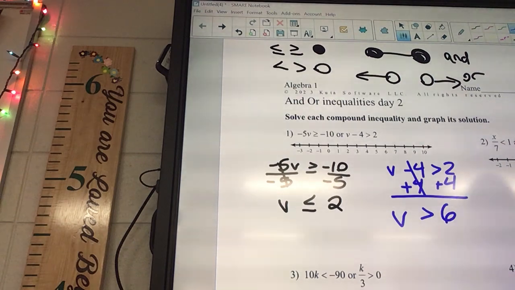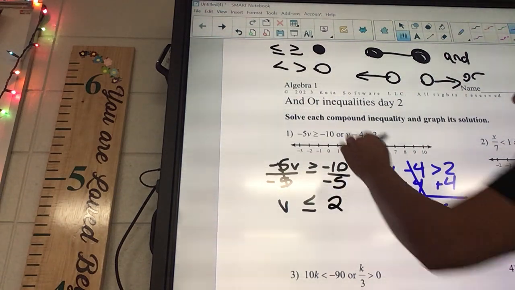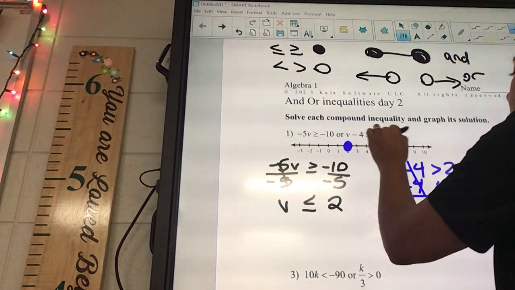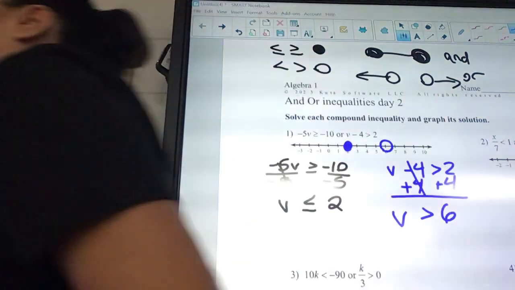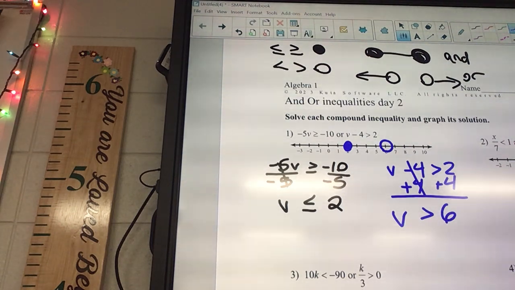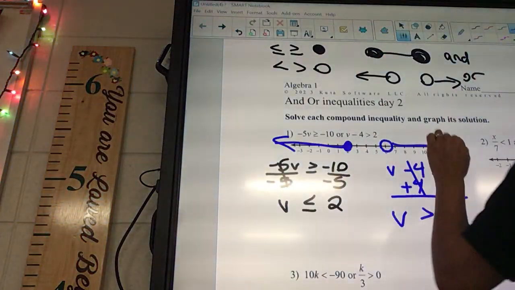Okay, so on the 2, is that gonna be open or closed? Closed. What about the 6? Open. Okay, does this one say and or or? Or, so should it be pointed in or out? Out. Okay, so they're both going to be pointed out away from each other. So it's going to look like this.